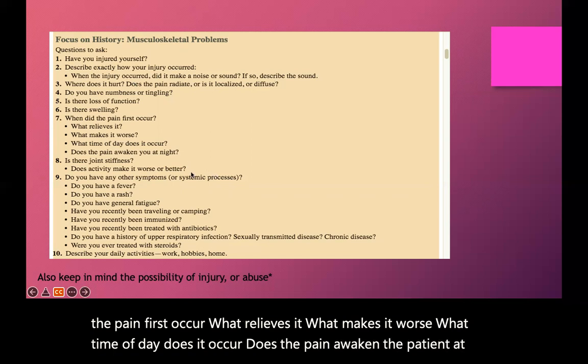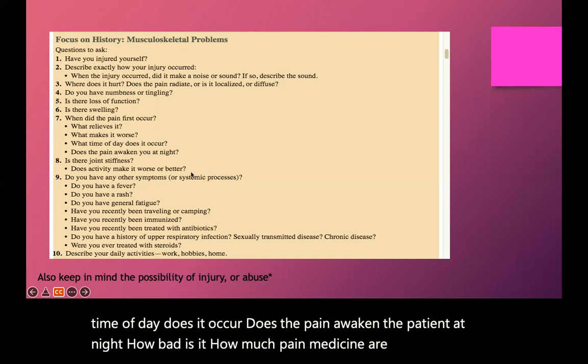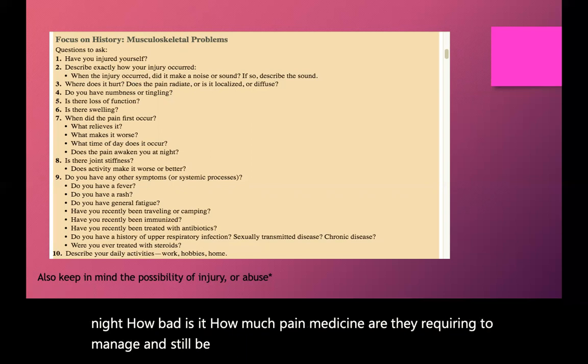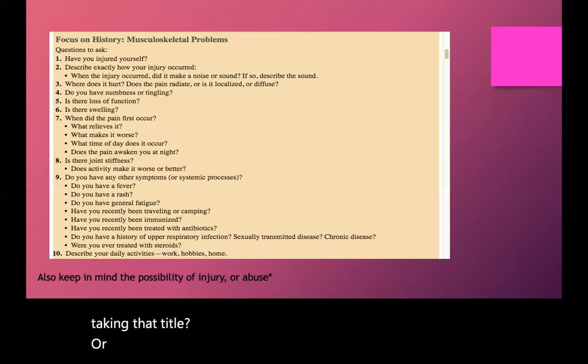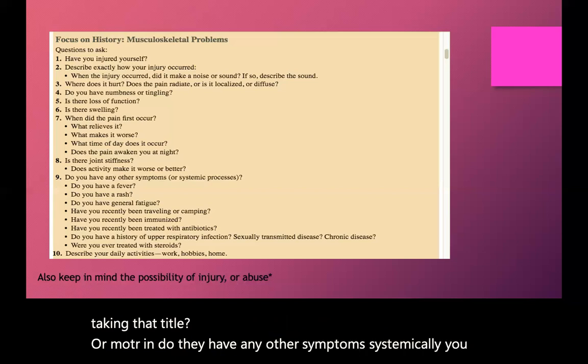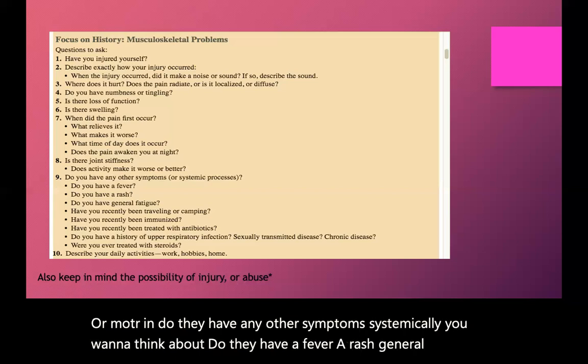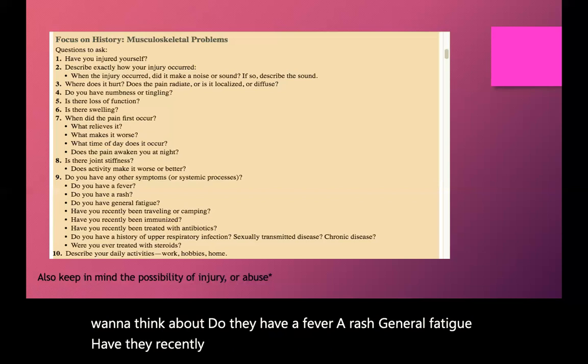How bad is it? How much pain medicine are they requiring to manage and still be able to perform their normal functioning activities of daily life? How often are they taking that Tylenol or Motrin? Do they have any other symptoms systemically you want to think about? Do they have a fever, a rash, general fatigue? Have they recently been traveling or camping? Any bug bites, any tick bites?